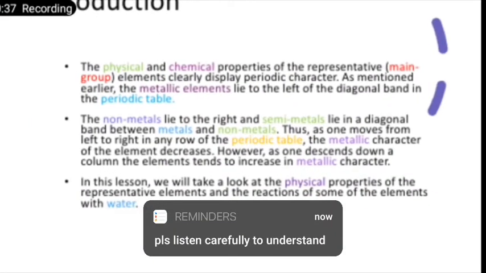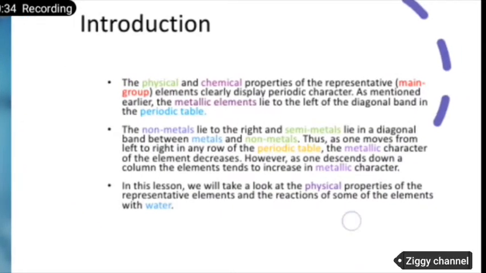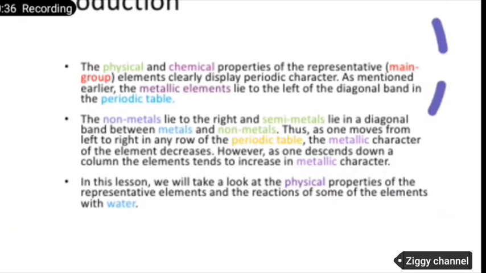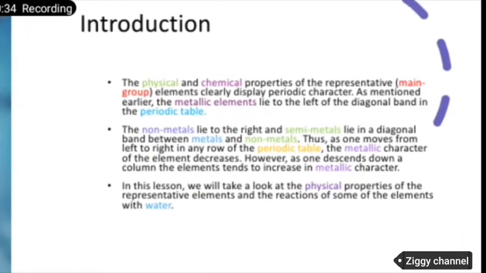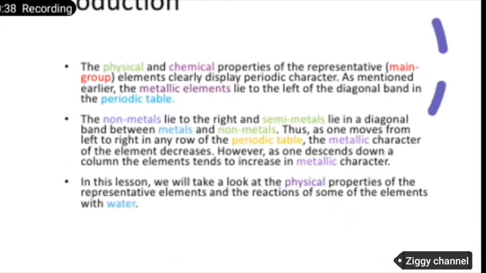Introduction. The physical and chemical properties of the representative main group elements clearly display periodic character. As mentioned earlier, the metallic elements lie to the left of the diagonal band in the periodic table. The nonmetals lie to the right and semi-metals lie in a diagonal band between metals and nonmetals. Thus, as one moves from left to right in any row of the periodic table, the metallic character of the element decreases. However, as one descends down a column, the elements tend to increase in metallic character.